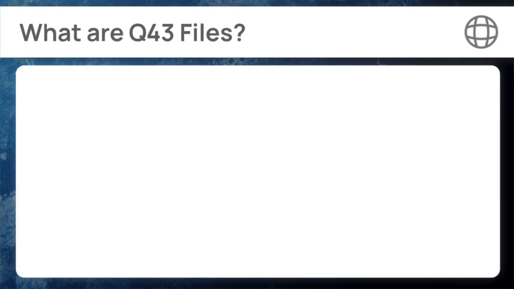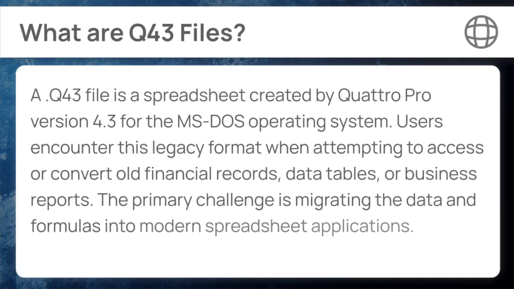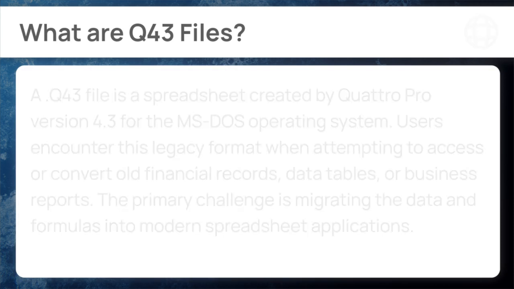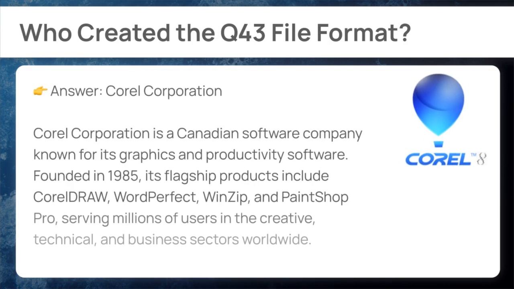A Q43 file is a spreadsheet created by Quattro Pro version 4.3 for the MS-DOS operating system. Users encounter this legacy format when attempting to access or convert old financial records, data tables, or business reports. The primary challenge is migrating the data and formulas into modern spreadsheet applications.